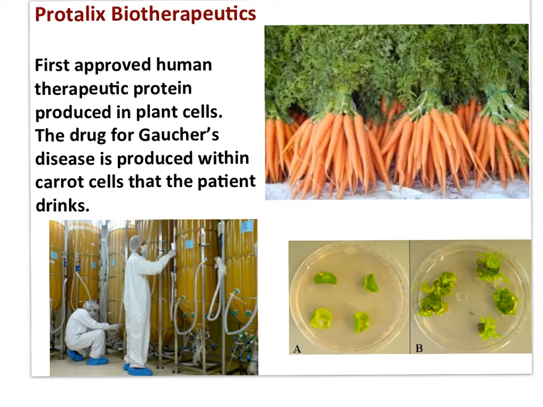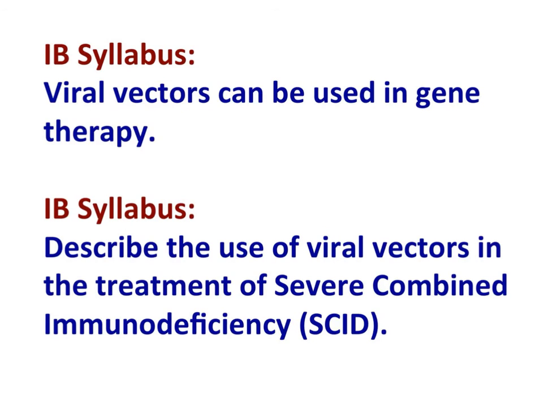Now we move to our last IB syllabus statement that examines gene therapy using viral vectors. Here are the relevant IB syllabus statements. Viral vectors can be used in gene therapy. Describe the use of viral vectors in the treatment of severe combined immunodeficiency, aka SCID.